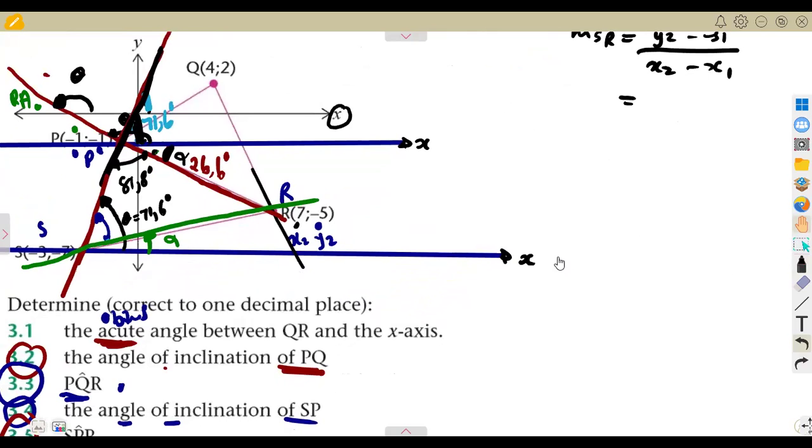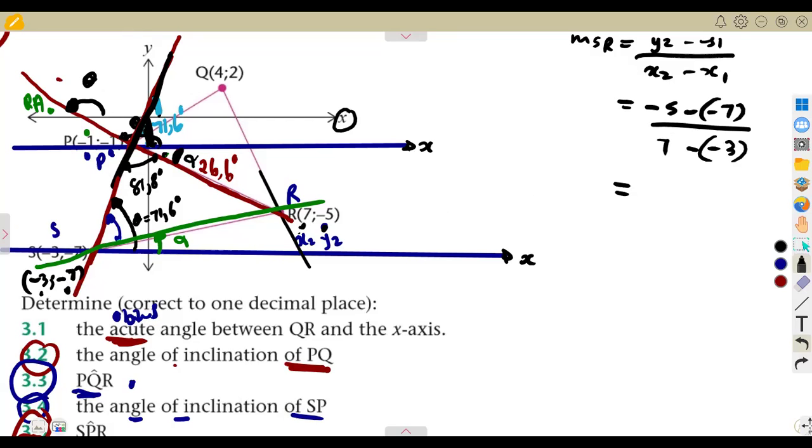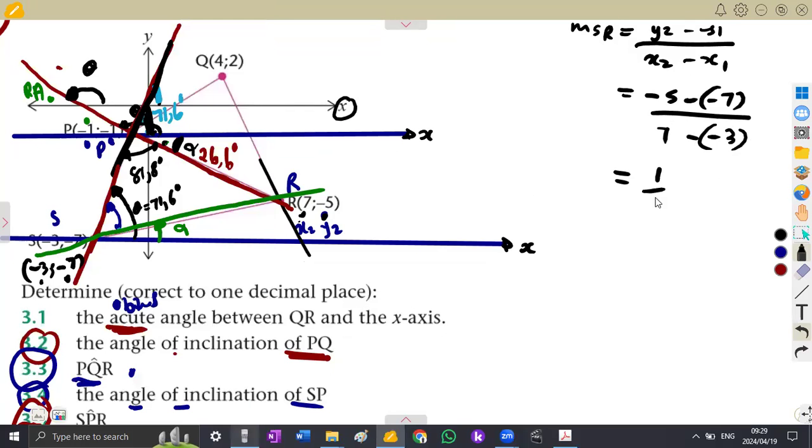This was going to be from the line SR. That's our point S minus... remember our point S was (-3, -7). SR, guys, we never calculated this. So it's -5 minus -7 over x2, which is 7, minus the x value there, which is -3. All right, so this is how you're going to have the gradient. It's going to be a positive gradient, which considers the steepness of the line that you're given. We talked about that. So that is -5 plus 7, minus a minus is a plus, over 7 plus 3. So this was going to be 1/5, and it's positive, like I said.